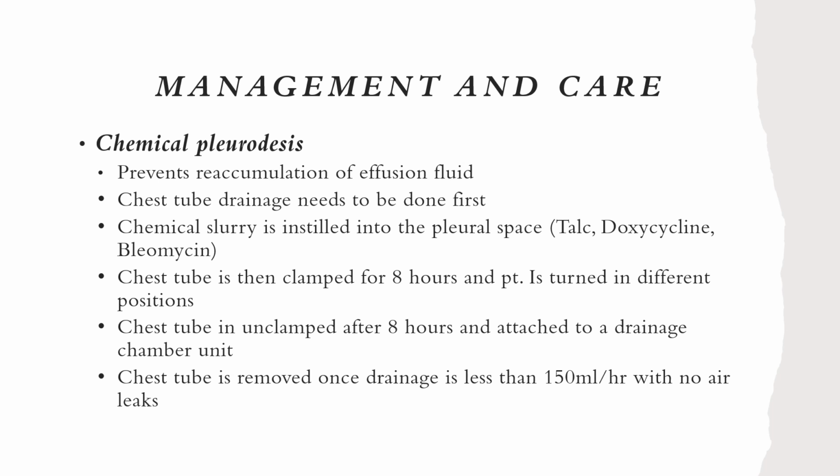And this is a typo. I apologize about this, but the chest tube is removed once drainage is less than 150 mLs per day. This says per hour on the slide. Just cross that off and put 150 mLs per day, okay? And we want to make sure that the patient does not have any air leaks.